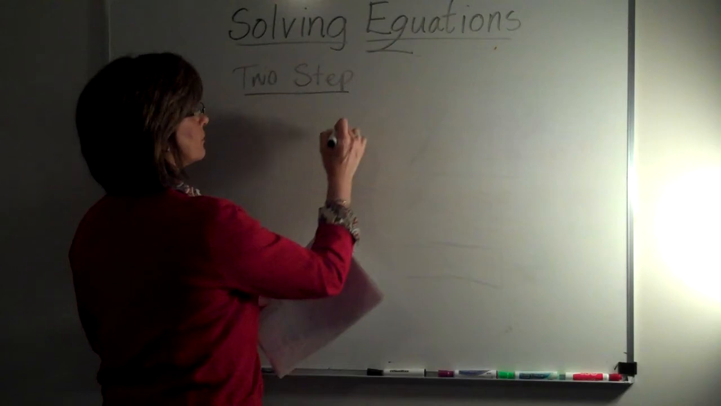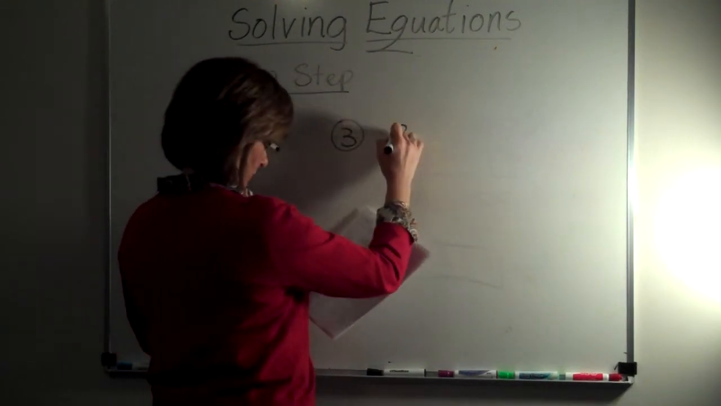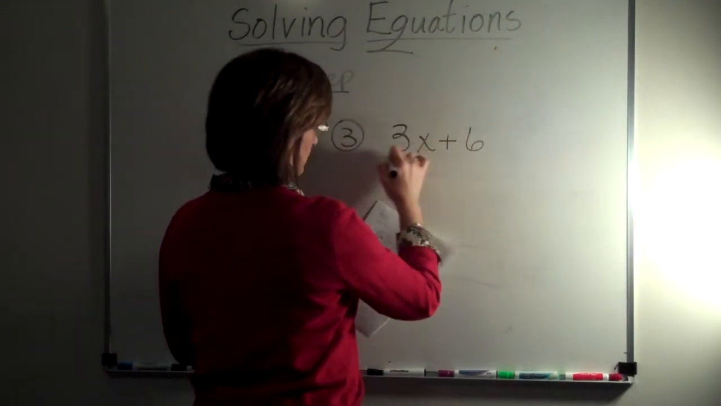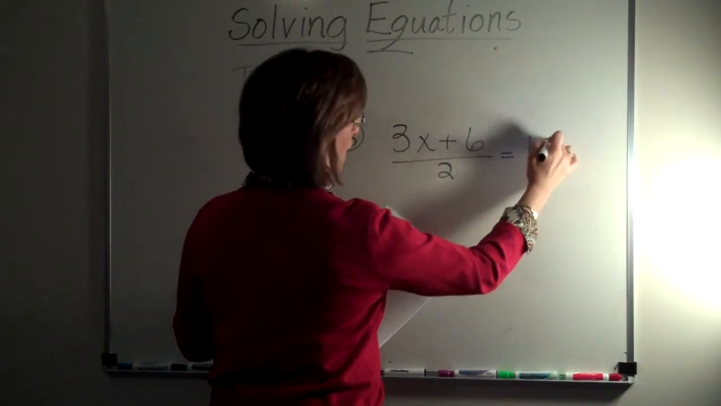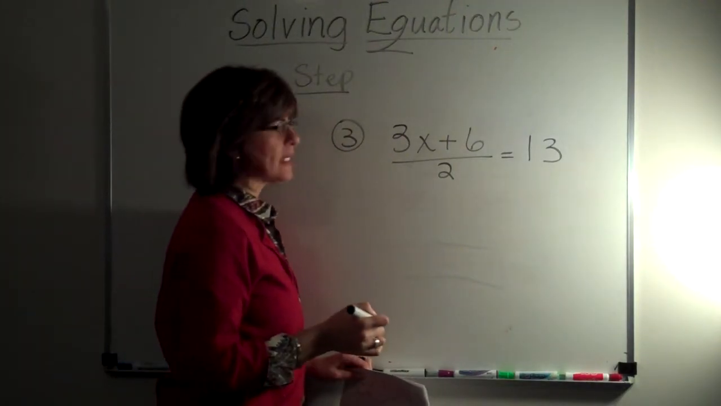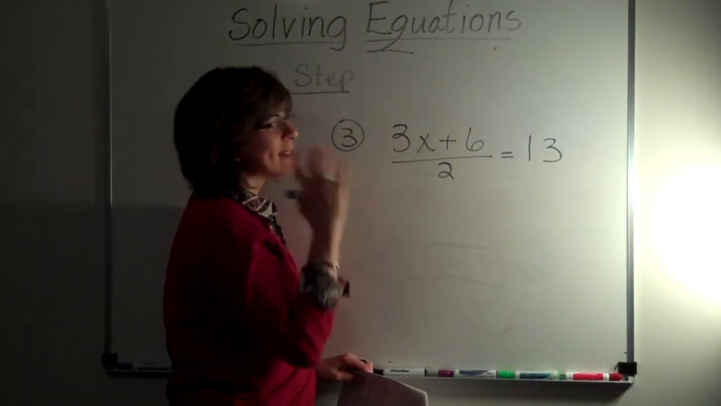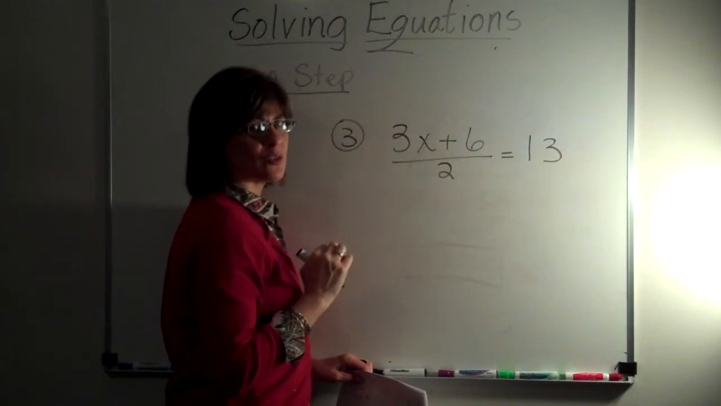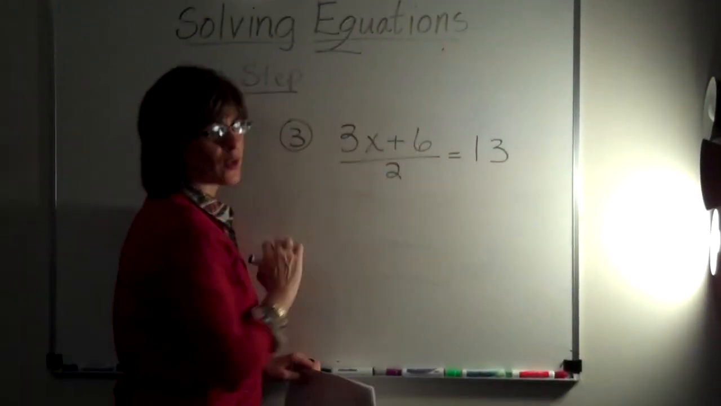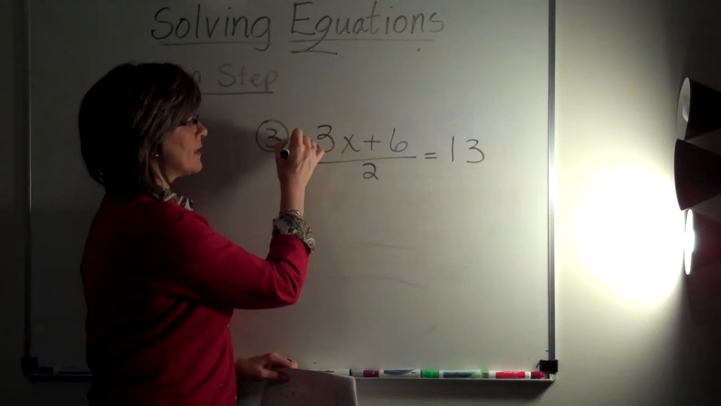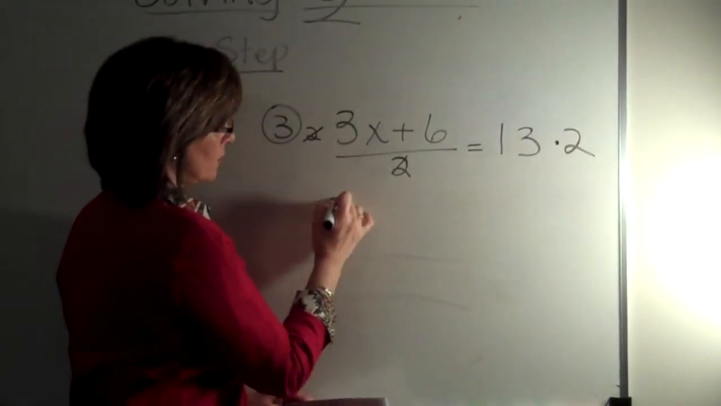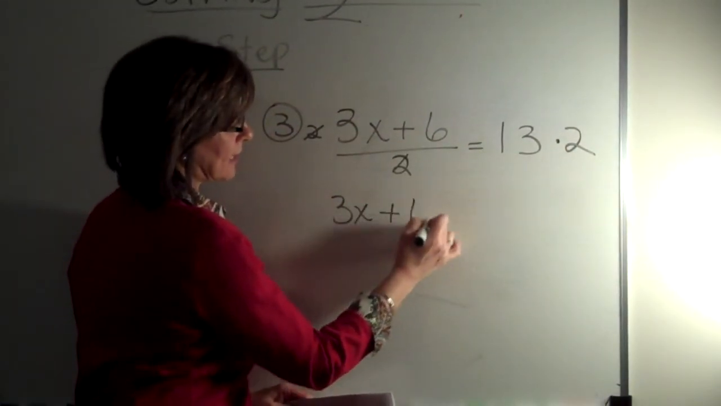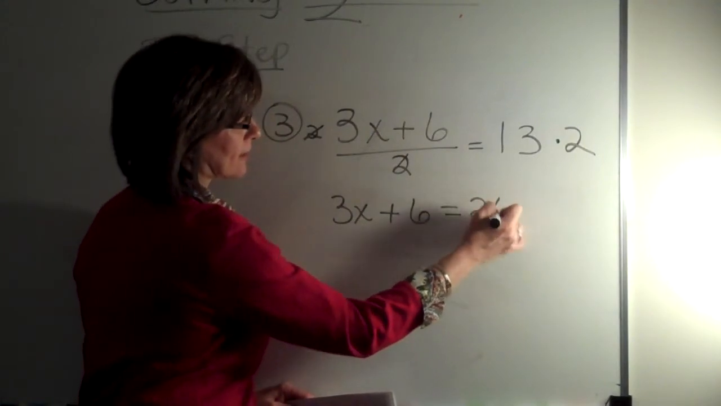Next one. Now this is kind of the other kind I was telling you about. In this case, you're not going to undo this addition first. You want to get rid of this first. So you're going to multiply this side by 2, and that cancels out, and this side by 2. So now you're left with 3x plus 6 equals 26.